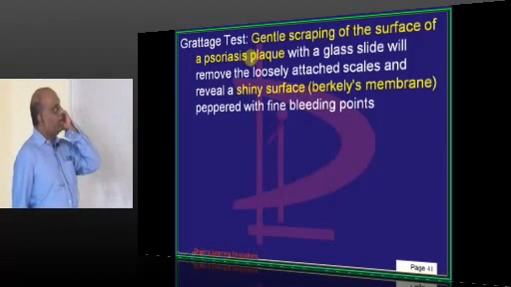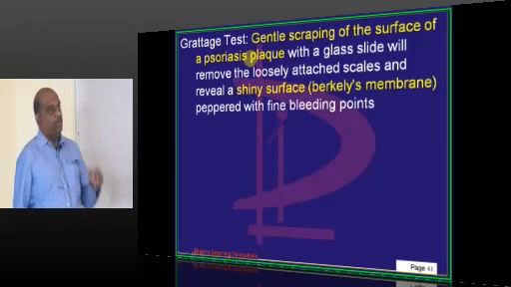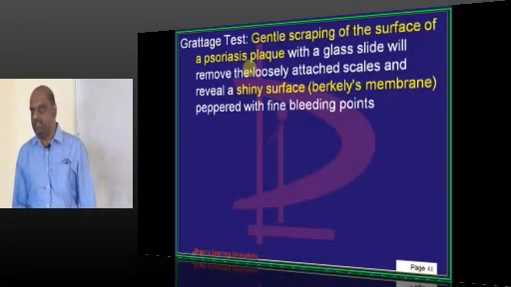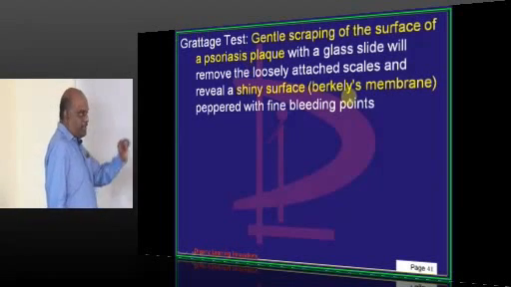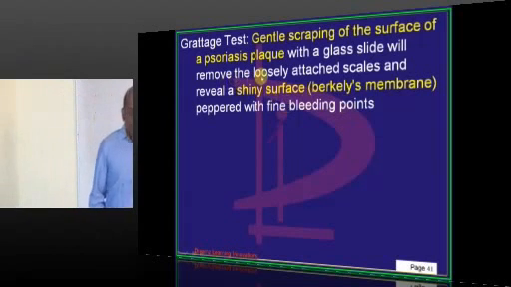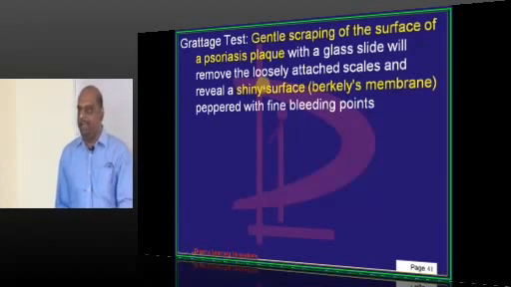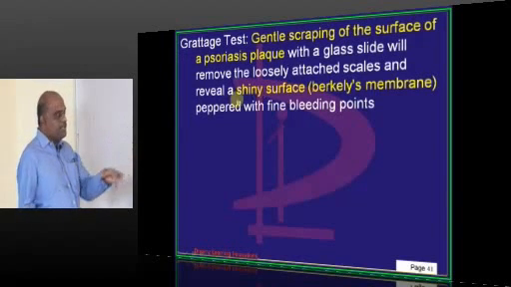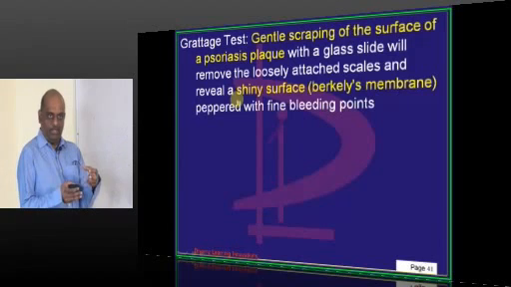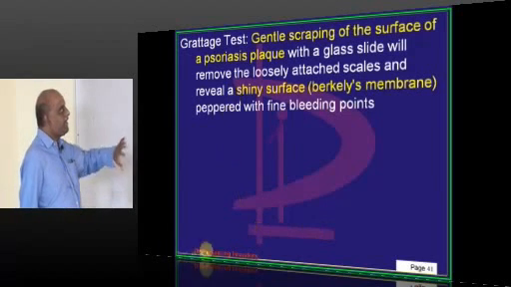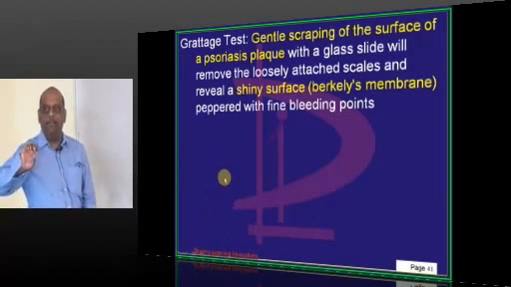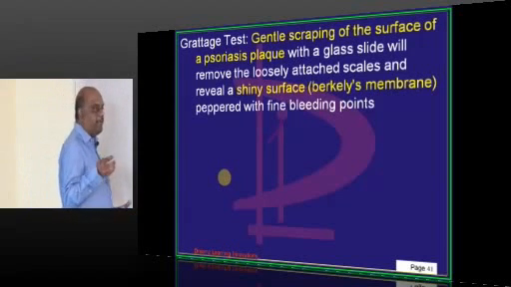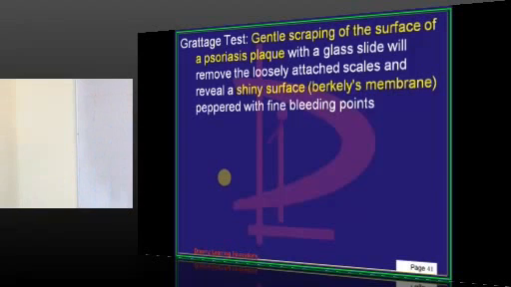And what is meant by Grattage test in case of psoriasis? If you do the gentle scraping of the surface of a psoriatic plaque using a glass slide, then those loosely attached scales of the psoriasis reveal a shiny surface which is peppered with fine bleeding spots. That shiny surface is called Berkeley's membrane.